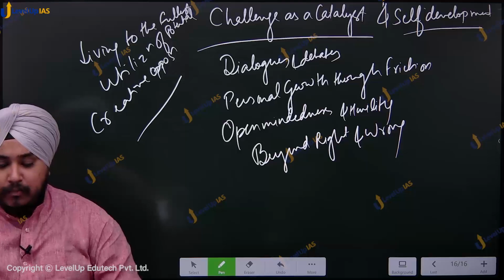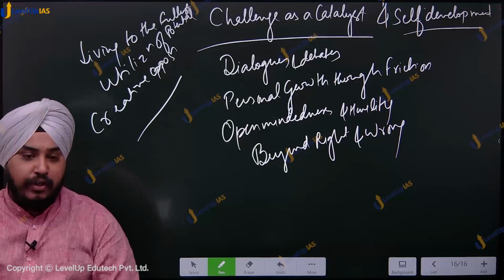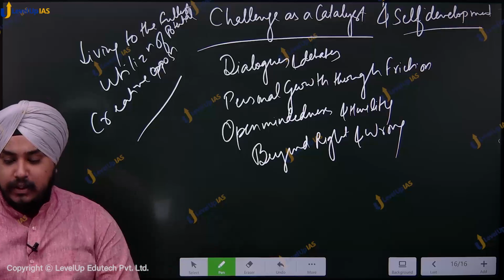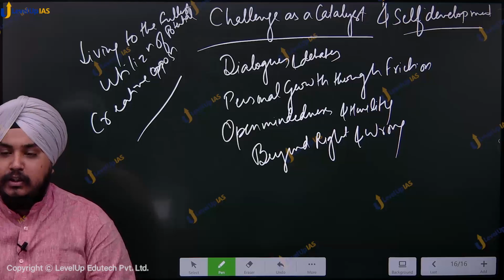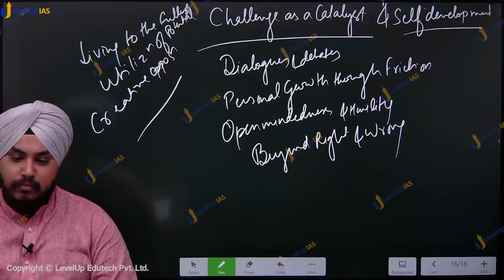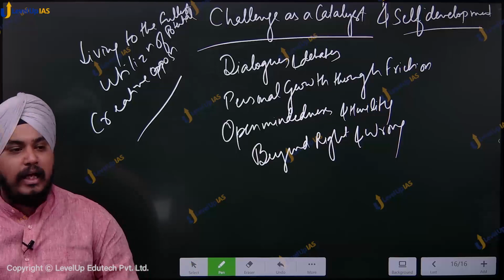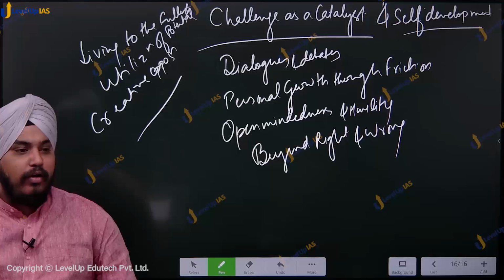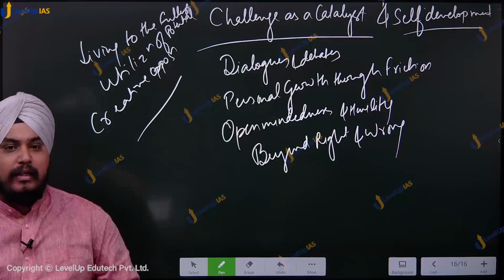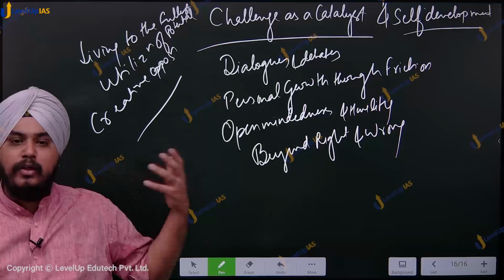Okay, or 2022 section A question 4, a ship in the harbor is safe, but that is not what the ship is made for. Okay, again, challenge. If you are not facing the challenge, then you are not basically utilizing your potential.